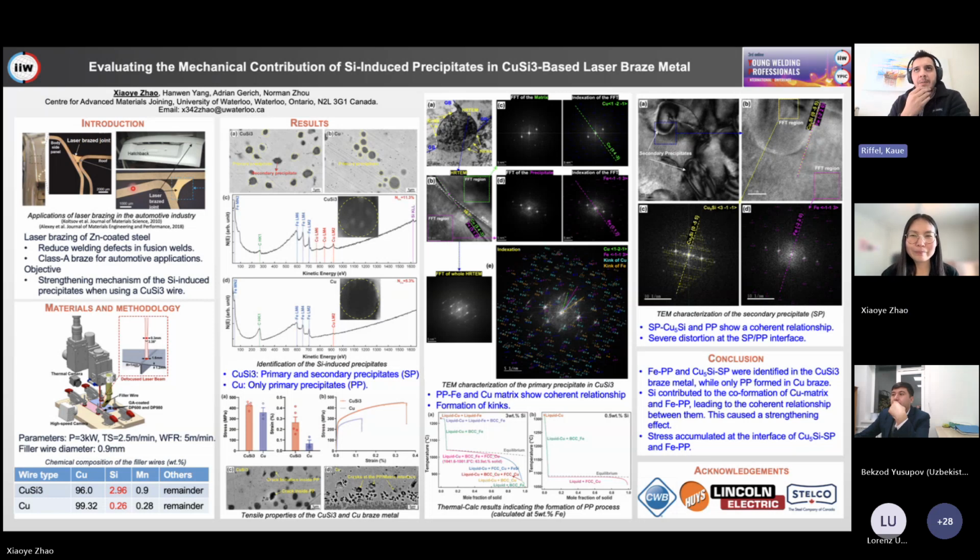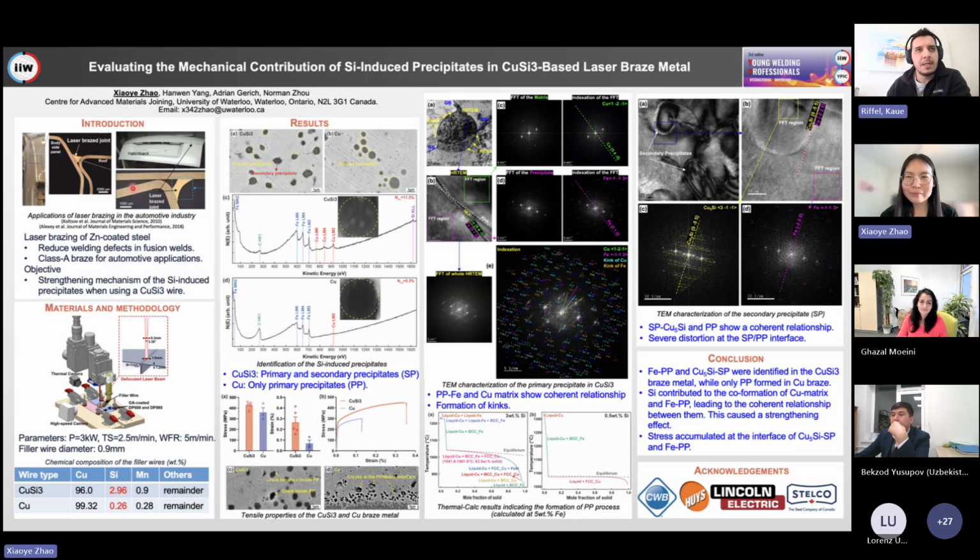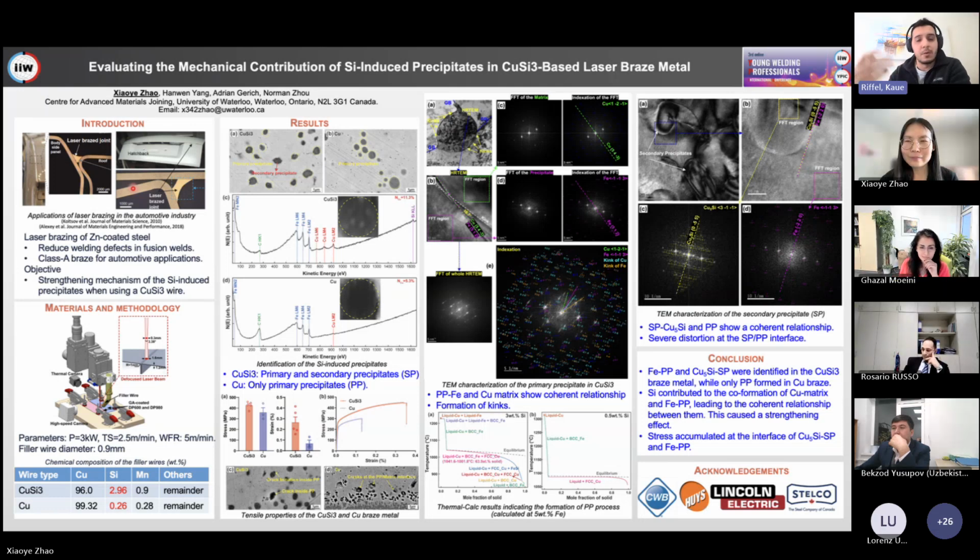From an application point of view, how do you think these silicon-induced precipitates will affect the overall performance or reliability of that laser-brazed joint? For example, we've been looking into corrosion.